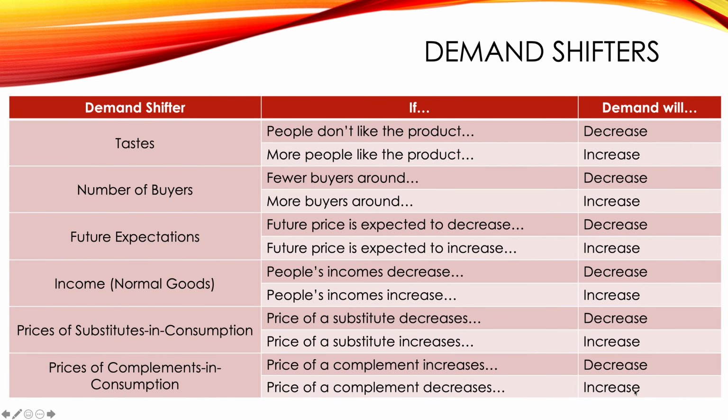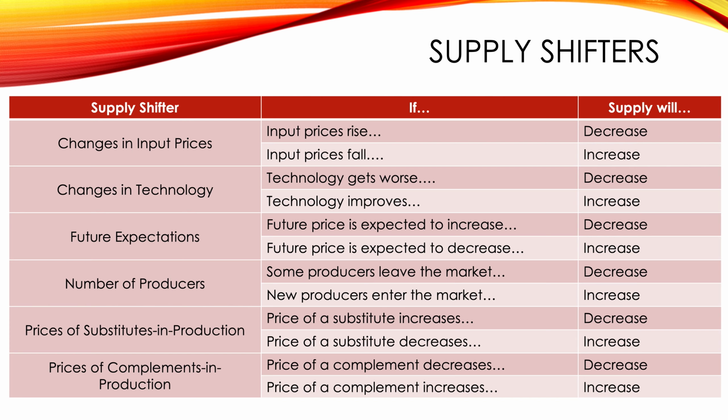Let's take a little look here at supply shifters. Also 6 supply shifters, right? Changes in the prices of inputs, changes in technology, how we use those inputs, expectations of the future. Don't get confused. Remember that sellers like high prices, not low prices. Number of producers, prices of substitutes in production, and prices of complements in production. So these are all the things that we had talked about previously that will shift a supply curve. Again, if you need to add these to your notes or check your notes against these, take a second to do that now.